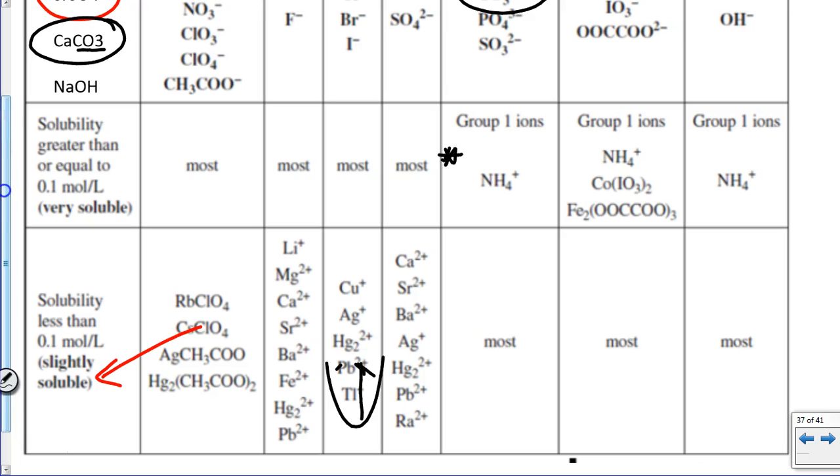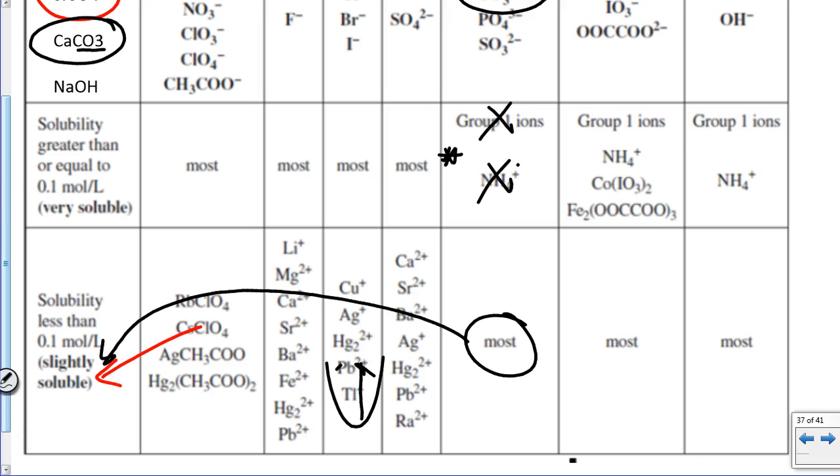Is calcium a group 1 ion, Mr. McLeod? I don't think so. I don't think so either. If you weren't sure, you could check your periodic table. We could. Is it NH4? Nope. So, again, now that we have no options, it would fall in the most category, and we go over to slightly soluble, which makes this a solid.